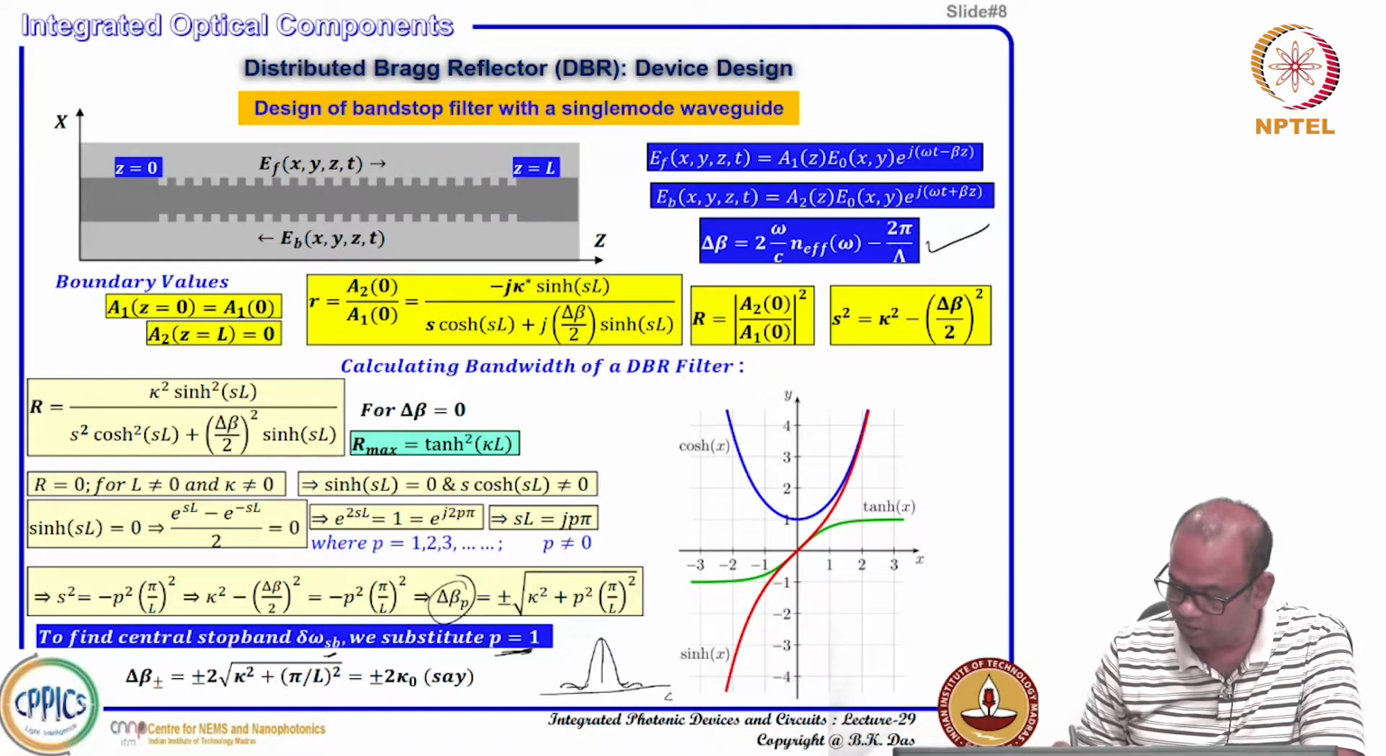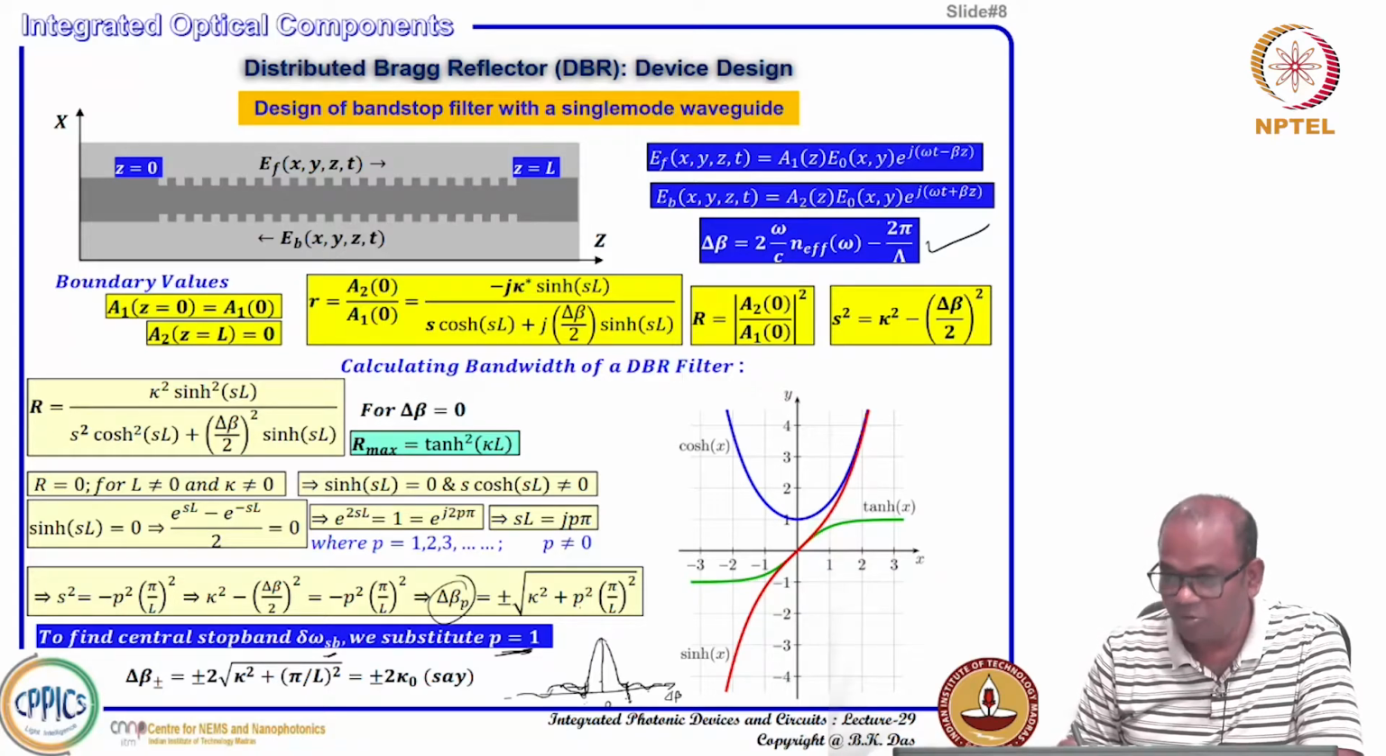So, this is your delta beta running, this is your 0. This minima comes because of p equal to 1, and then the next minima comes because of p equal to 2, and so on. On the reverse side also, p equal to 1 gives a minima, and then p equal to 2 gives another minima, something like that. But at delta beta equal to 0, reflectivity is maximum. So, our interest is this main stop band, that is the main reflected spectrum.